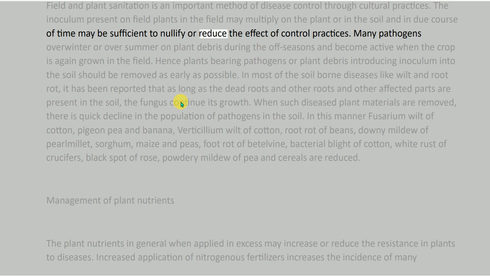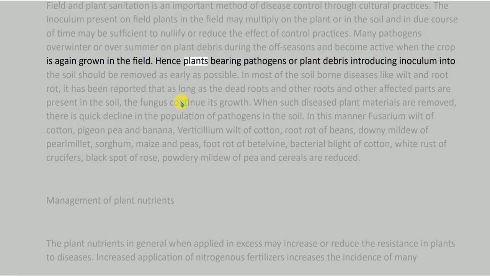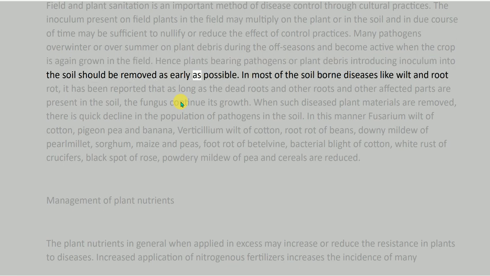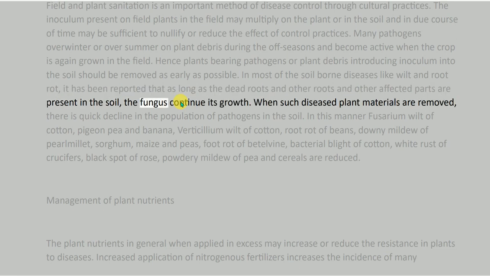Many pathogens overwinter or oversummer on plant debris during the off-seasons and become active when the crop is again grown in the field. Hence plants bearing pathogens or plant debris introducing inoculum into the soil should be removed as early as possible. In most of the soil-borne diseases like wilt and root rot, it has been reported that as long as the dead roots and other affected parts are present in the soil, the fungus continues its growth. When such diseased plant materials are removed, there is a quick decline in the population of pathogens in the soil.